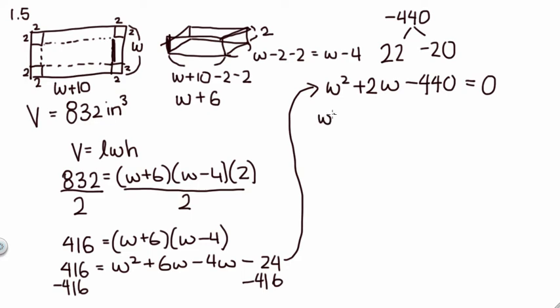So we can do w squared minus 20w plus 22w minus 440 equals 0. Keep in mind the order that you put this does not matter, so you could have put 22w minus 20w. And then factor by grouping.